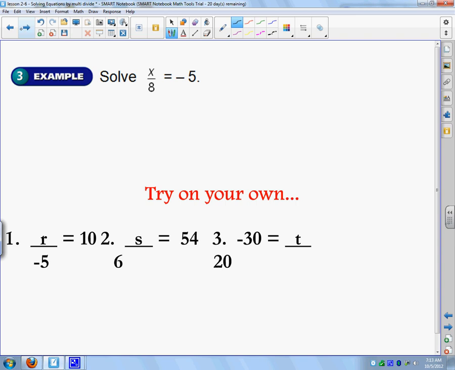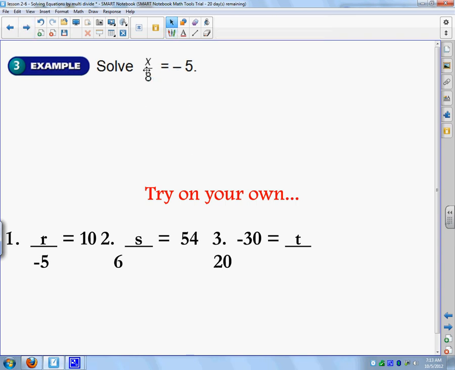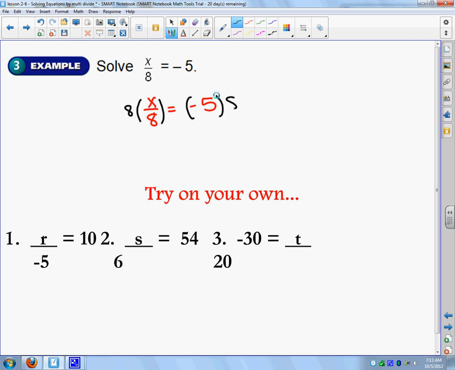All right, so here is a division problem, and it says x over 8 equals negative 5. So this is division, so I'm going to do the opposite of division. I'm going to rewrite my problem. You need to be writing the examples down, remember. And I'm going to multiply both sides by the denominator. So that side gets multiplied by 8, and this side gets multiplied by 8.